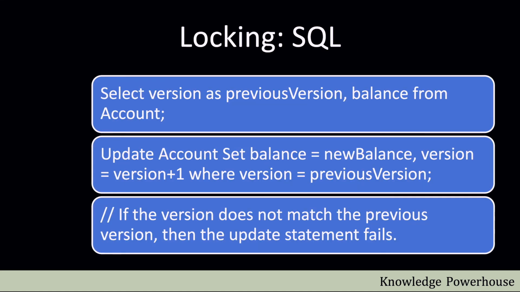In optimistic locking, we have a SQL statement something like this. While reading, we say select version as previous_version, balance from account. So we read two things, not only the balance. And then when we update, we say update account set balance equal to new balance, and version equal to version plus 1, where version is equal to previous_version. Which means while updating, if your version does not match the previous version, then the update statement will fail. This looks a little complicated, but in real terms, it is very high performance compared to pessimistic locking.